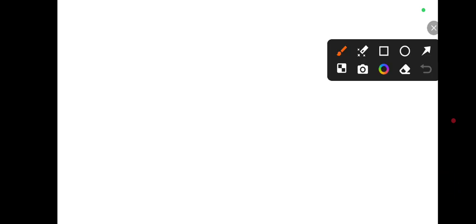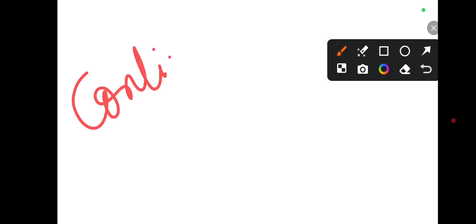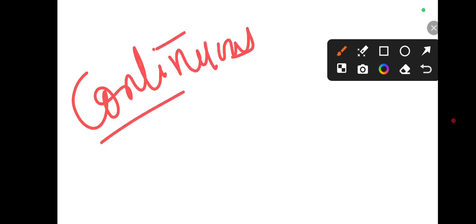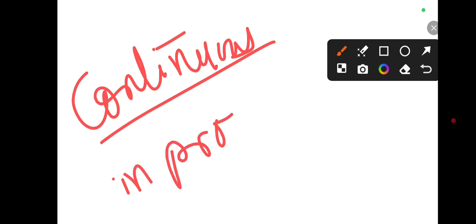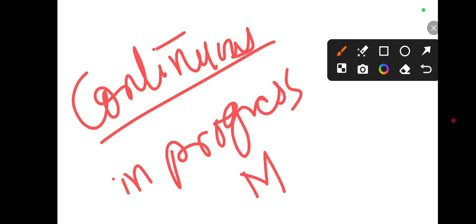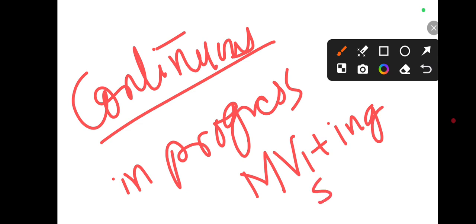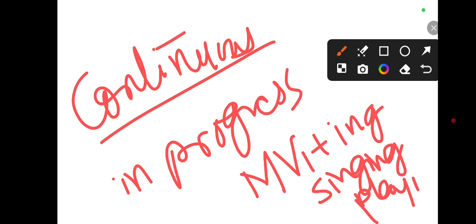Now come to the next kind of sentence, that is continuous. Continuous means which is in progress. What is progress? Progress is shown by the first form of the main verb plus ing. Examples: singing, writing, playing, speaking. And it is preceded by a helping verb, that is, am, is, are, was, were, be forms. How? I will tell you.